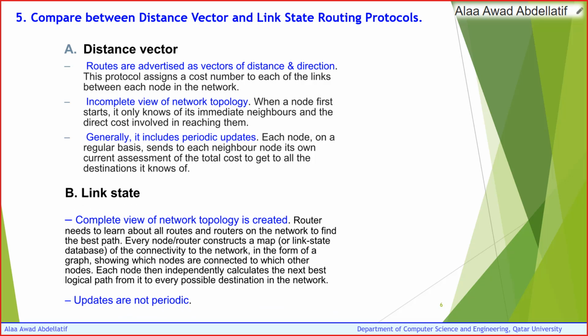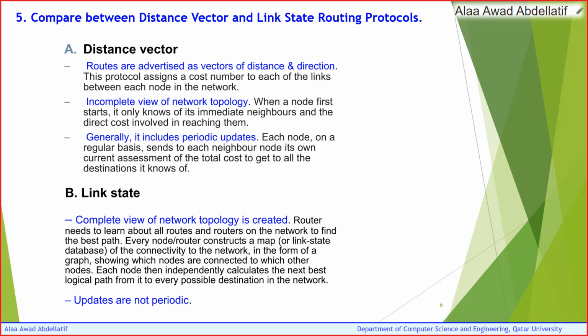For a link state, it has two main features. It has a complete view of the network topology. This complete view of the network topology is created through, if you remember, the link state database. So a router needs to learn about all routes and all routers on the network to find the best path.